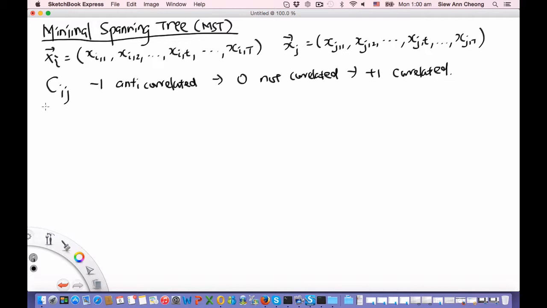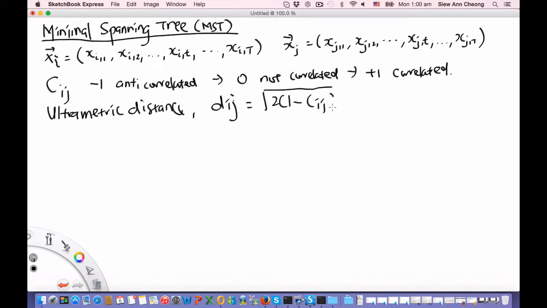Now there is a mathematically rigorous definition of distance in terms of the cross-correlation, and that is the ultrametric distance. Dij equals the square root of 2 times (1 minus Cij). And you can see that Dij goes from 0 to 2. So 0 when the two time series are perfectly correlated, when Cij is +1, and 2 when the two time series are perfectly anti-correlated.